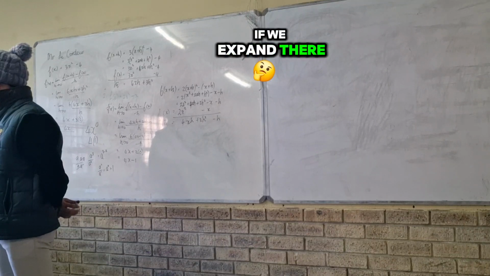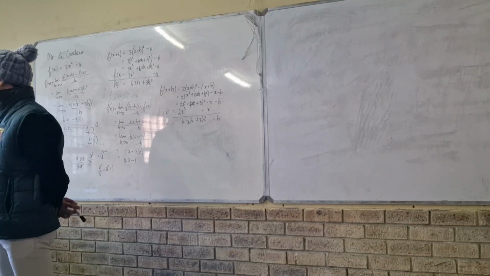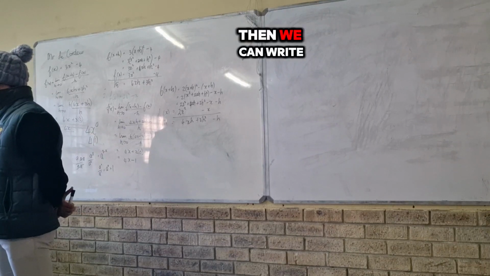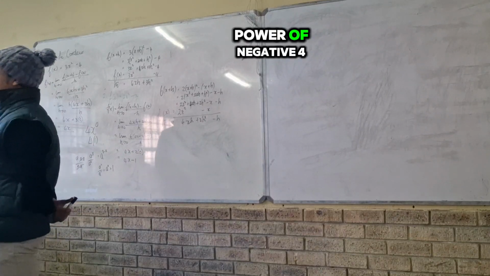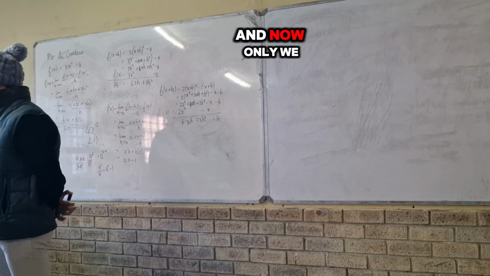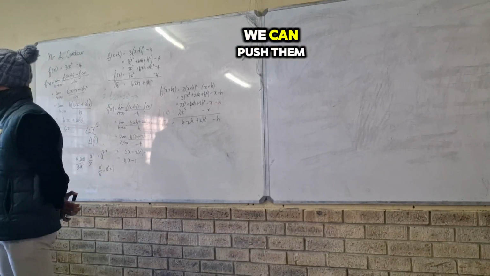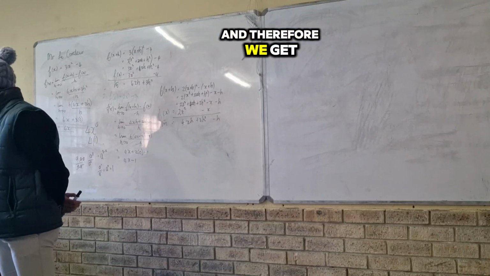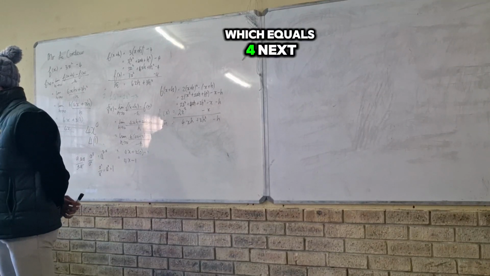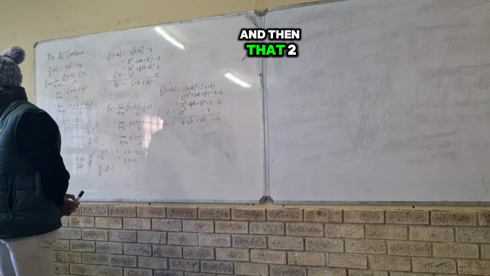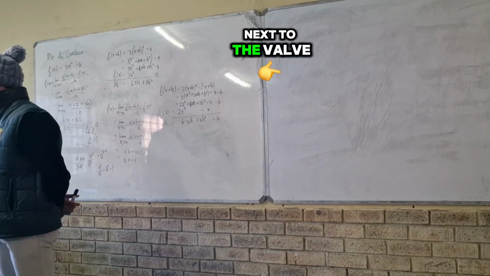If we expand there, we get x to the power 4 minus 2 plus 1 over x to the power 4. Then we can write that 1 over x to the power of 4 as x to the power of negative 4. And now we don't have any obstacles. From there onwards, we get 4 times 1, and then we drop an exponent, which equals 4x to the power of 3. Then that 2 falls away, and we get negative 4 times 1, x to the power of negative 5.